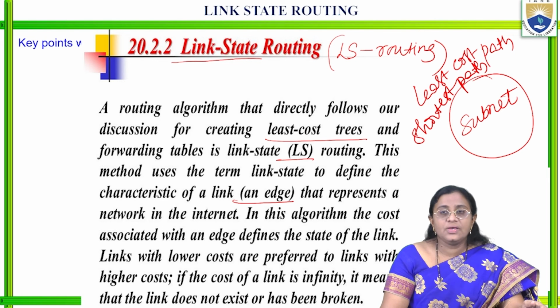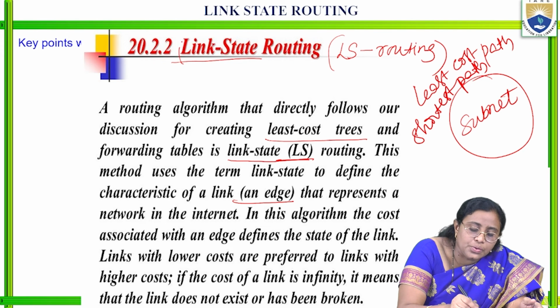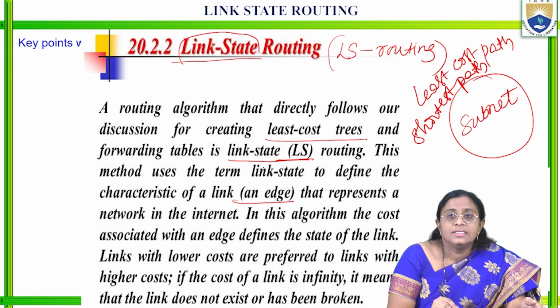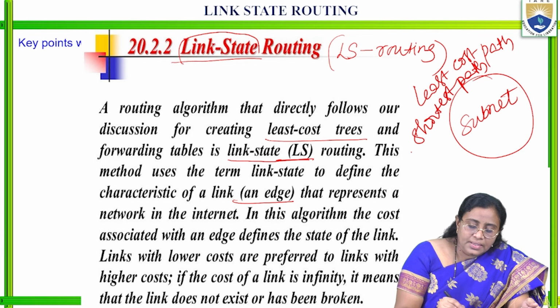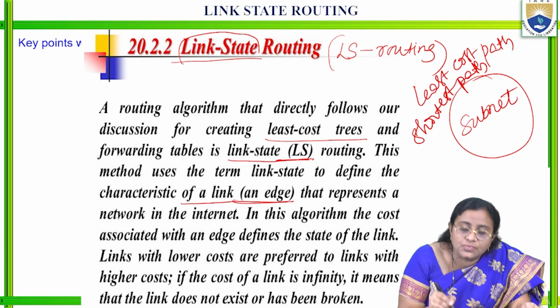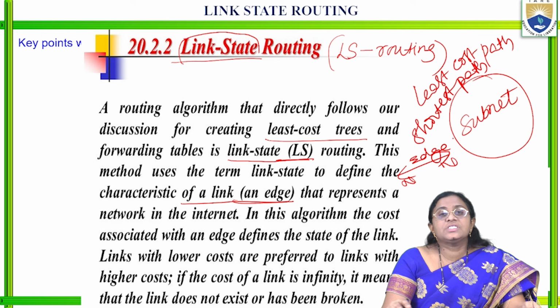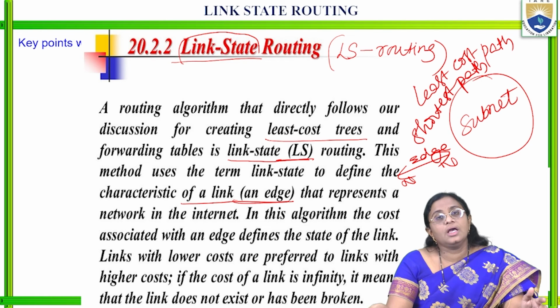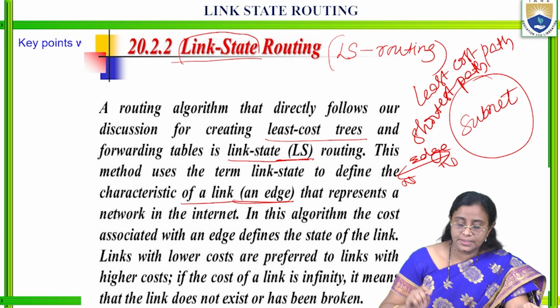And forwarding tables, we can call them link state. The tables which are associated with the link state routing algorithm, we can call link state, that means LS routing. Here the method uses the term link state to define the characteristic of a link. Each link is represented by what we can call an edge, the link between one node and another node. The link is what we can call an edge, which can represent the network under the total internet of subnets or internet topology.